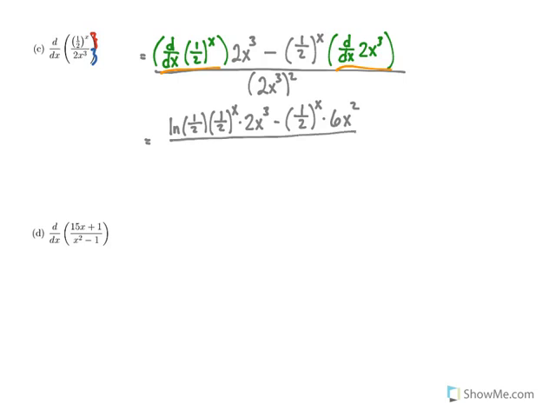All over the bottom squared, which you can write as 2 squared, which is 4, x cubed squared, which is x to the 6th. And we could do some simplification there, but we can just leave it like that, and that's going to be fine for what we're doing right now.